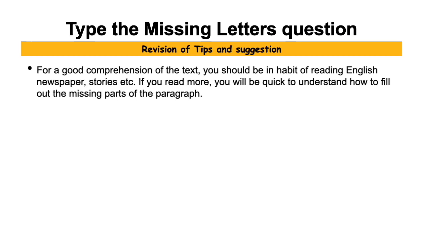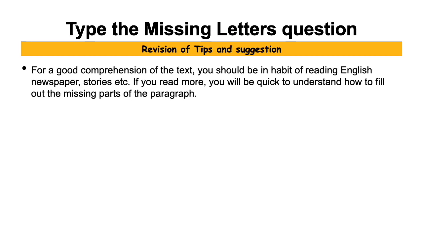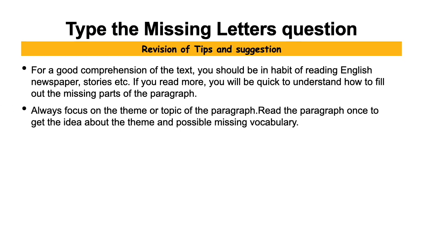The first point is for a good comprehension of the text, you should be in habit of reading English newspapers, stories, etc. If you read more, you will be quick to understand how to fill out the missing parts of the paragraph. Secondly, always focus on the theme or topic of the paragraph. Read the paragraph once to get the idea about the theme and possible missing vocabulary. For example, if the topic is computers, then you might come across words like technology, hardware, software, etc.